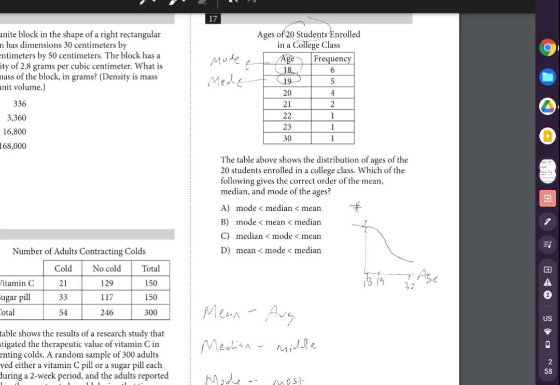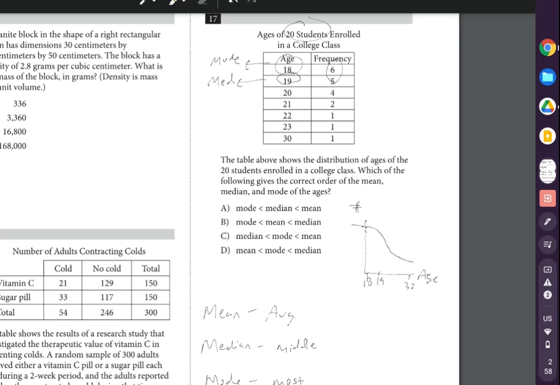Because we have 10 students less than or equal to 19, and then 10 students greater or equal to 19. So 19 is right in the middle, right? You just add the frequencies here. So now we know the mode and the median. The mean, we could take our calculator and add all these numbers up and do that.